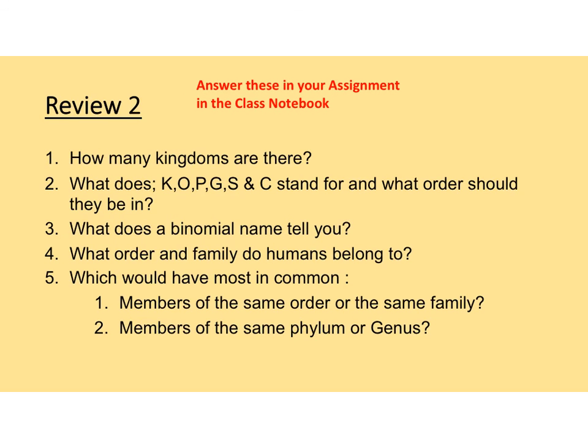So this is review 2. I want you to also answer these in your assignment. Number 1, how many kingdoms are there? Number 2, what does K, O, P, G, S and C stand for, and what order should they be in? 3, what does a binomial name tell you? 4, what order and family do humans belong to? 5, which would have the most in common? A, members of the same order or the same family, or B, members of the same phylum or genus.